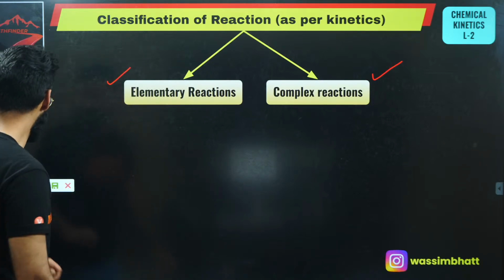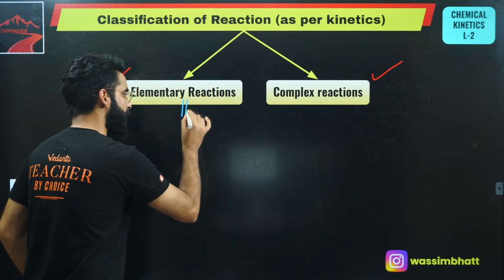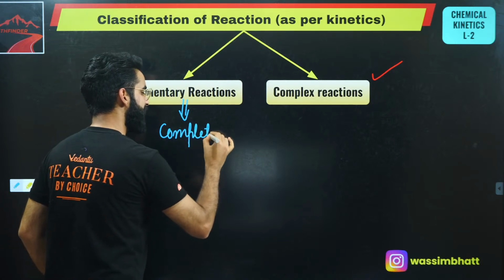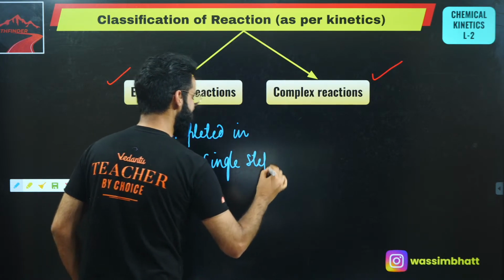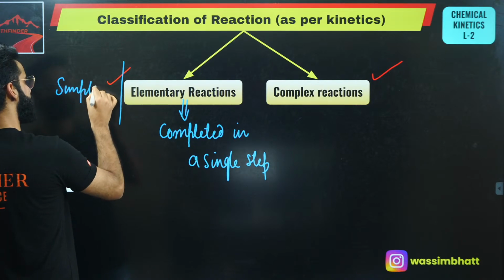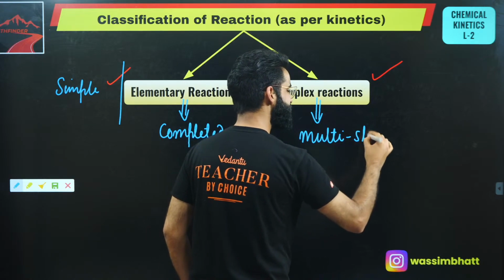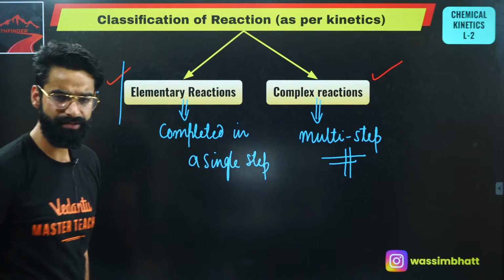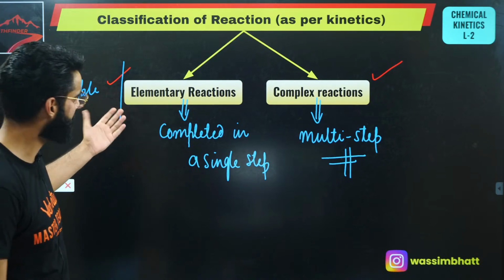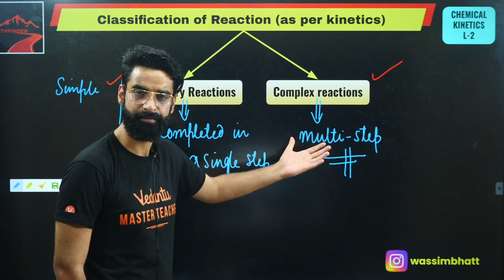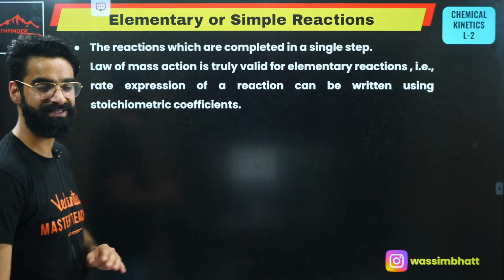Okay. So people, as I told you, we have basically two types of reactions. One is called elementary reaction, one is called complex reaction. Elementary reactions are the ones which are completed in a single step. We call these elementary reactions simple reactions as well. Whereas complex reactions are multi-step reactions, which are not completed in a single step. Any reaction which gets completed in a single step, that's what you call an elementary reaction, or a simple reaction. And any reaction which does not get completed in a single step, which takes place in multiple steps, that reaction is what I call a complex reaction. Now, talking about elementary and complex reactions a bit more in detail.